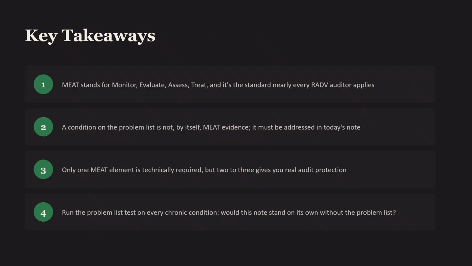Okay, so as we wrap it up, let's pull it all together into the 4 things I want you to take away with you. First one, MEET stands for Monitor, Evaluate, Assess, Treat. And even though it's an industry framework rather than an official coding rule, it is the standard that nearly every RADV auditor applies. I believe that is how they train the auditors with MEET.